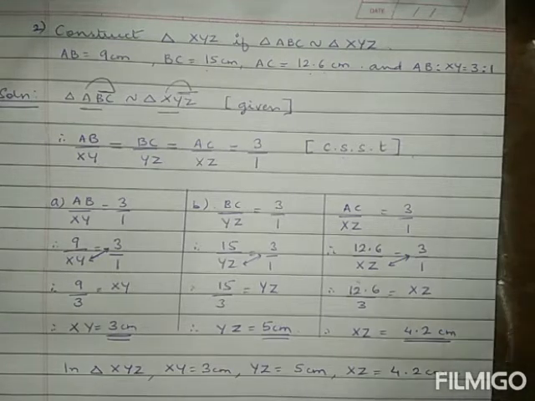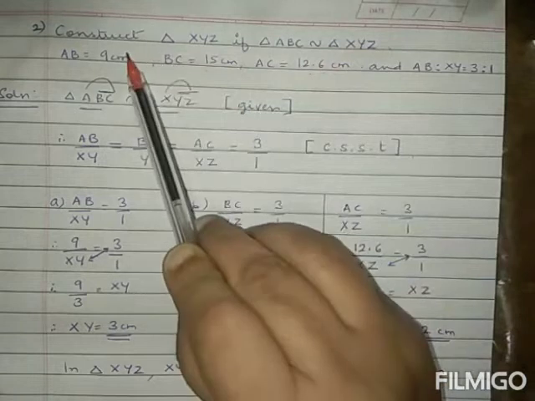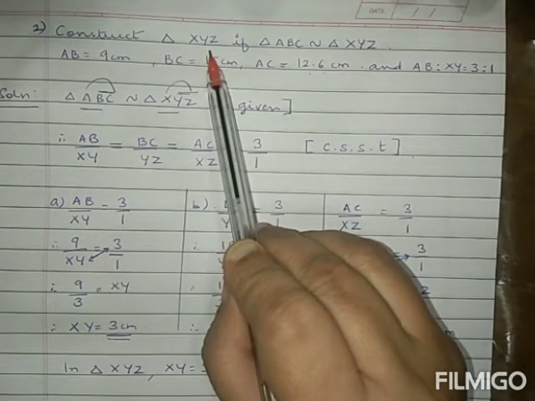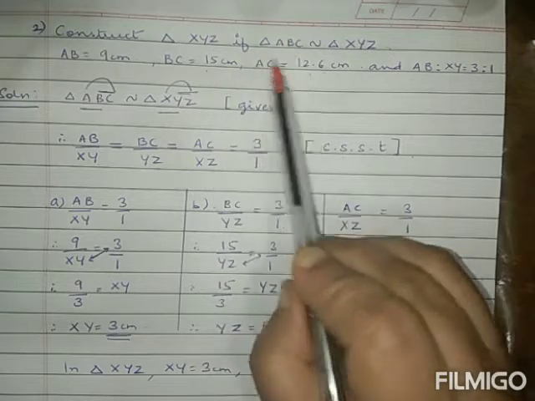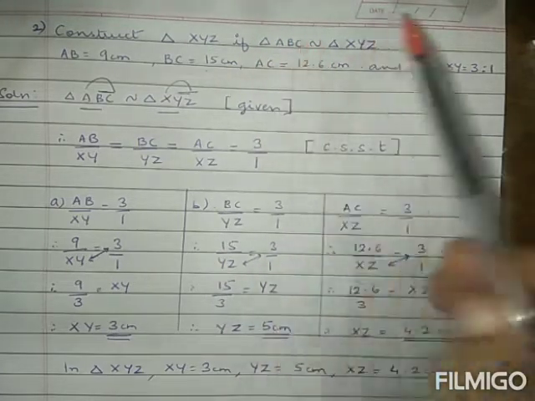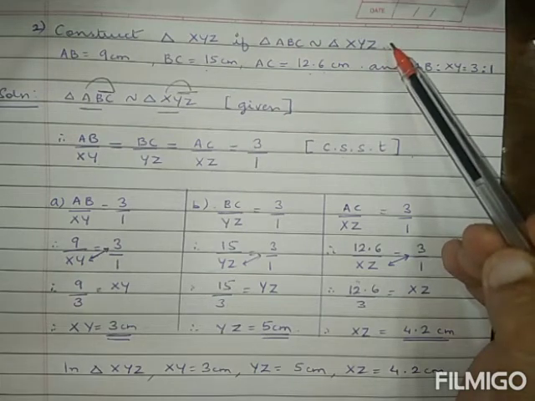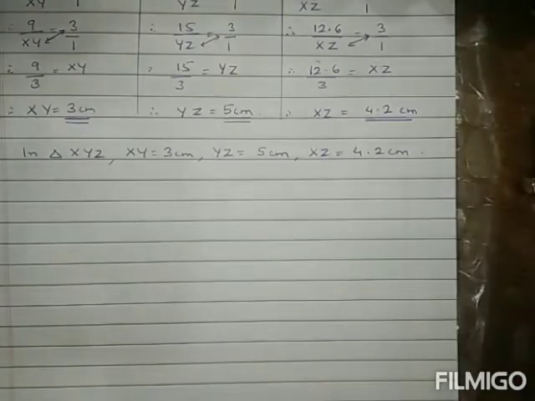Now read the question correctly. It says construct triangle XYZ. In this sum, they haven't mentioned constructing triangle ABC. So in this case, we will construct only triangle XYZ. So children, I hope you all are ready with your compass box for the construction. Let us begin.